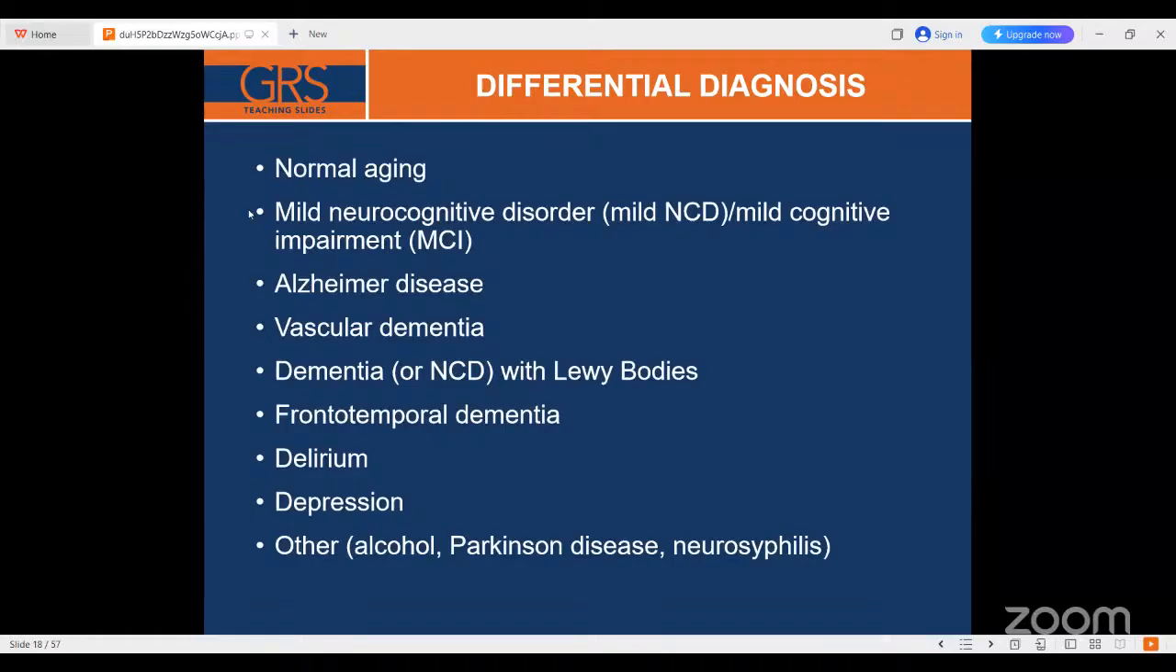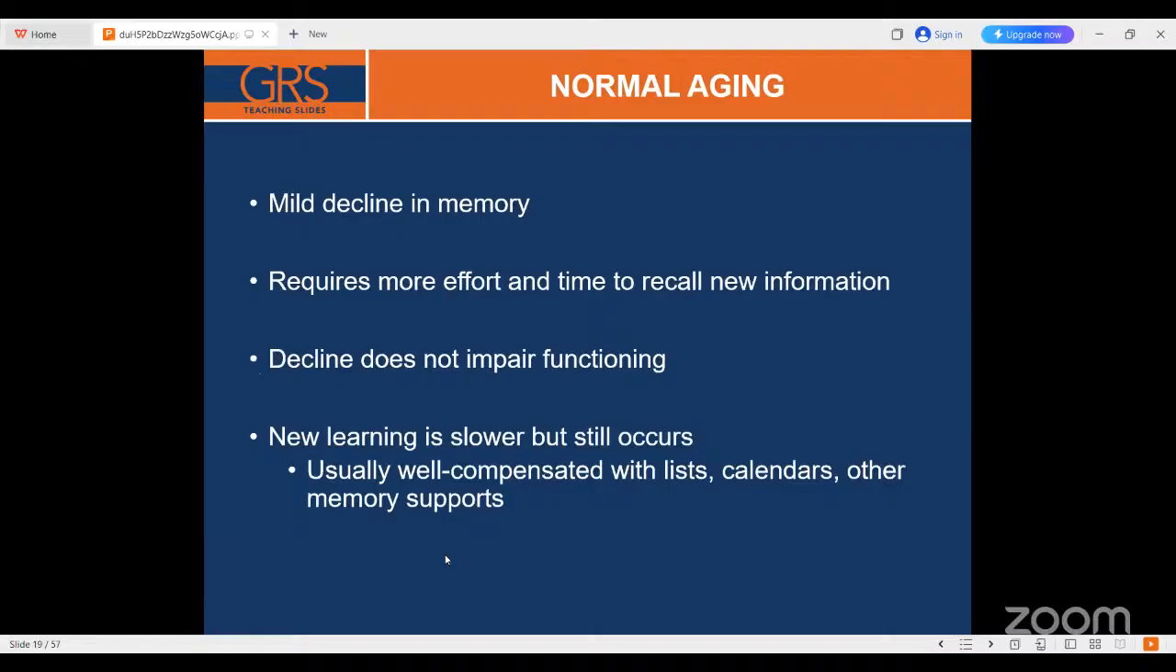We have then the differential diagnosis of dementia. We have normal aging, mild neurocognitive disorder or mild cognitive impairment, Alzheimer's disease, which as we said is the number one cause, vascular dementia, dementia with Lewy body, frontotemporal dementia, delirium, depression, which is called pseudodementia, and then we have other causes like alcohol, Parkinson's, and neurosyphilis.